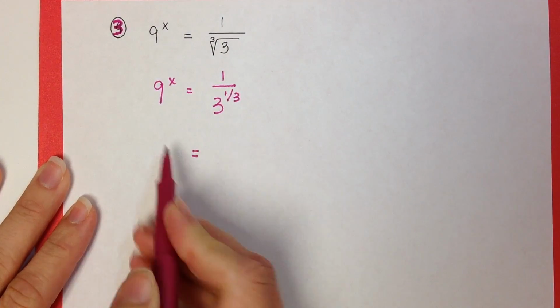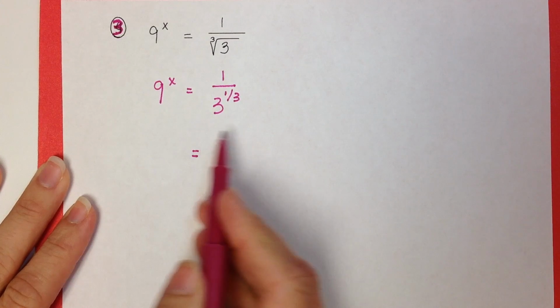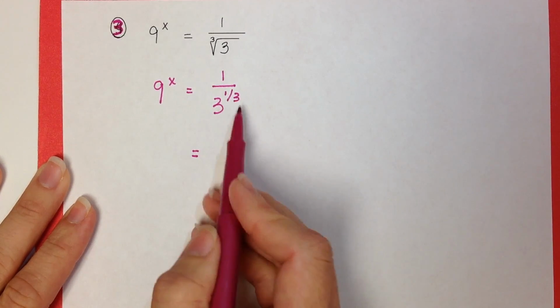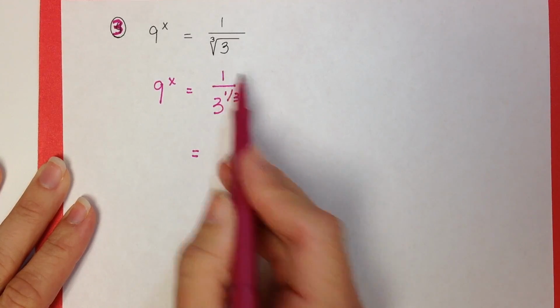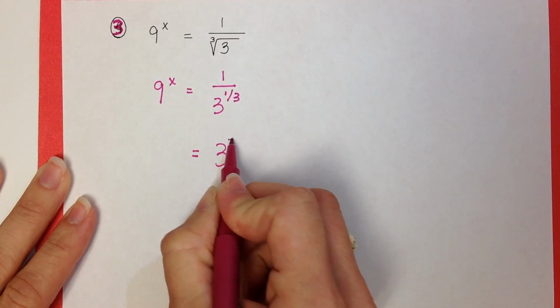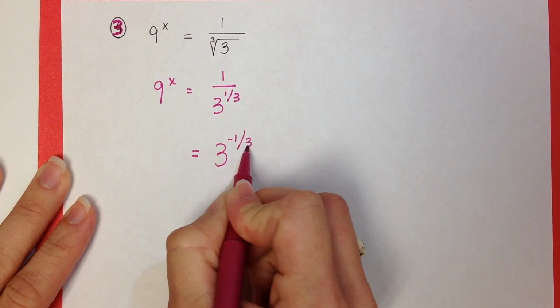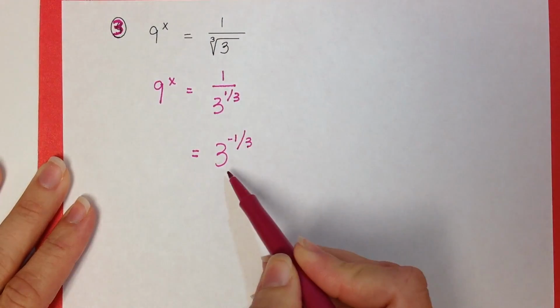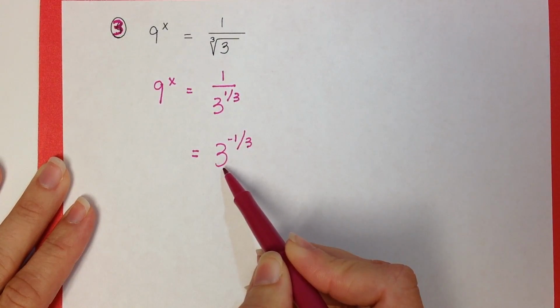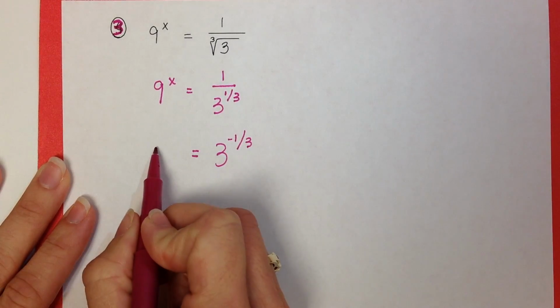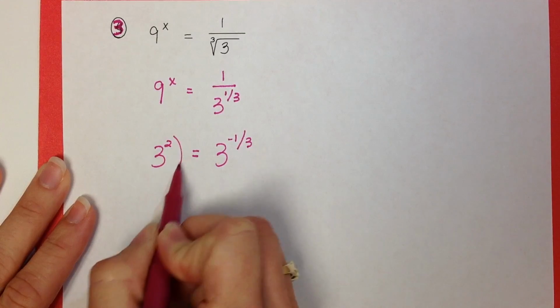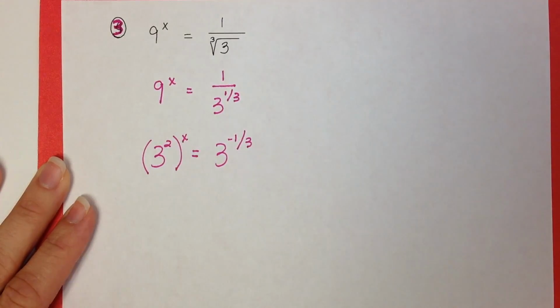I'll come back and talk about this side in just a second. That takes care of the radical. Then, because it's in the denominator, we need to move it to the numerator, which, if you remember, changes the sign of your exponent. In rewriting this side, I see that I'm getting a base of 3. Well, I can rewrite 9 with a base of 3. So this would be 3 squared, and then still raised to the x.